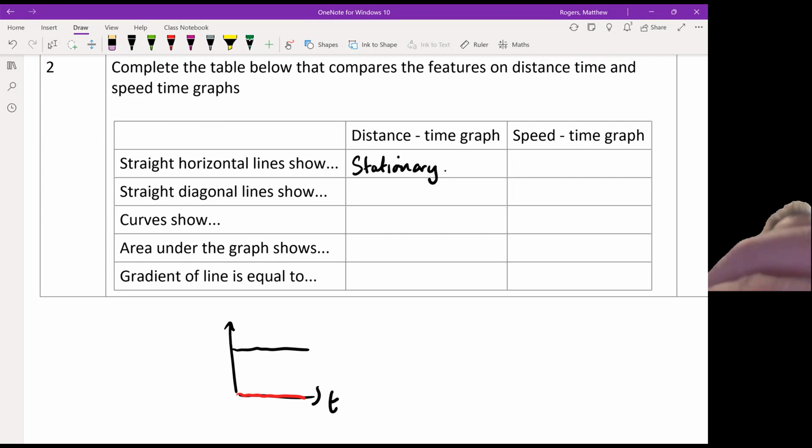If, on the other hand, this was a speed time graph, then what this means is that over a length of time, the speed was always one set value. So on a speed time graph, we'd say this is a constant speed. The constant speed could be 0, but 0 is still a constant speed.